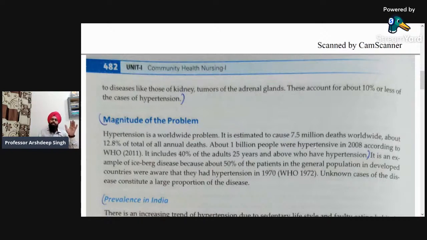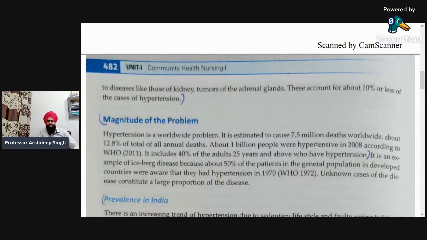Primary is the one in which the causes are unknown, and secondary is the one in which the causes are known, and that only accounts for 10% of the total cases, while the primary one accounts for 90% of the cases.